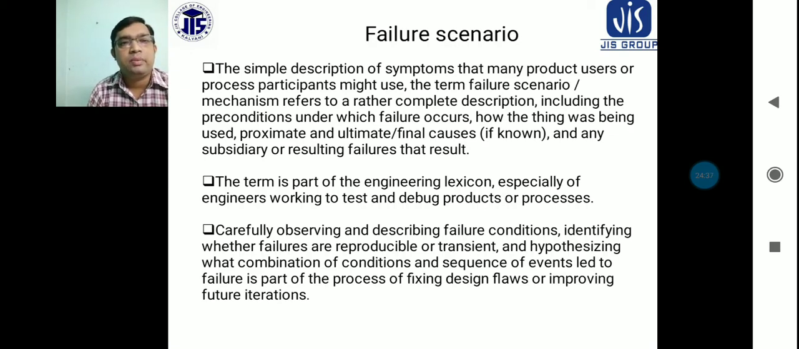Carefully observing and describing failure conditions is key, identifying whether failures are reproducible or transient, and hypothesizing the combinations of conditions and sequence of events that lead to failures. This is part of the process of fixing design flaws or improving future versions and interactions.